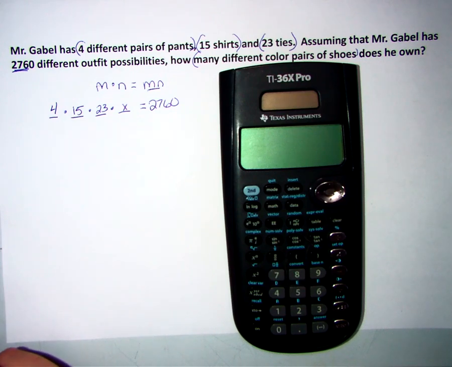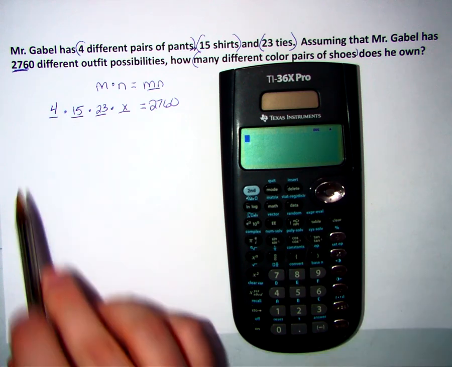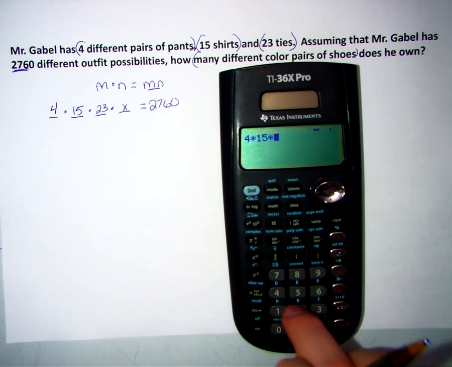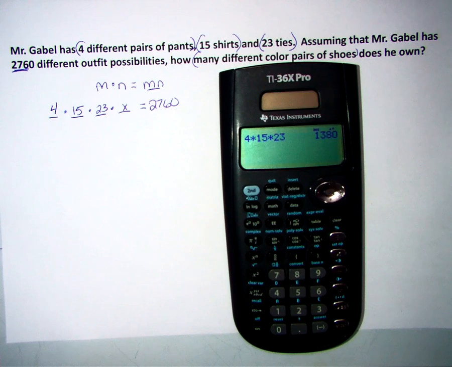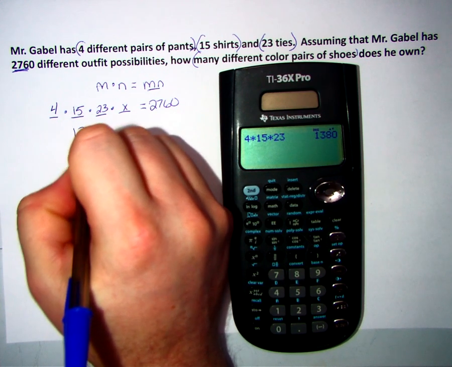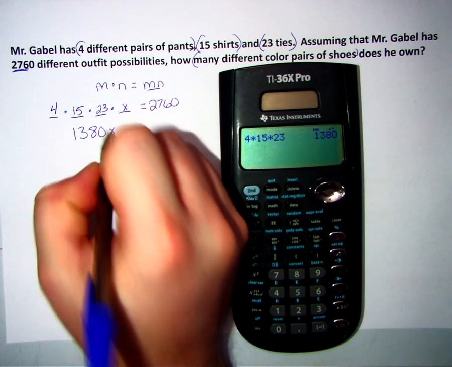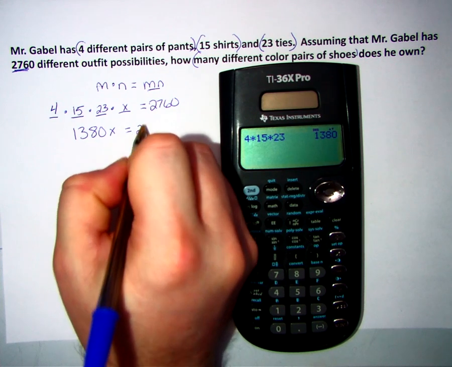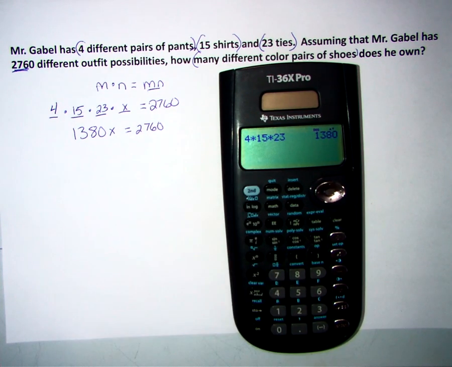Now this should look a lot like a one-step equation, aside from the fact that we need to clean this portion up here. So let's go to our calculator, because these are some rather big numbers, and even I'm not going to sit here and do the chicken scratch. You're welcome to do the chicken scratch on the side and make that calculation. But we have 4 times 15 times 23, and that's going to equal 1,380. So we have 1,380 times x, or we can just write 1380x, equals 2760. And so now you should see a very clear one-step equation.